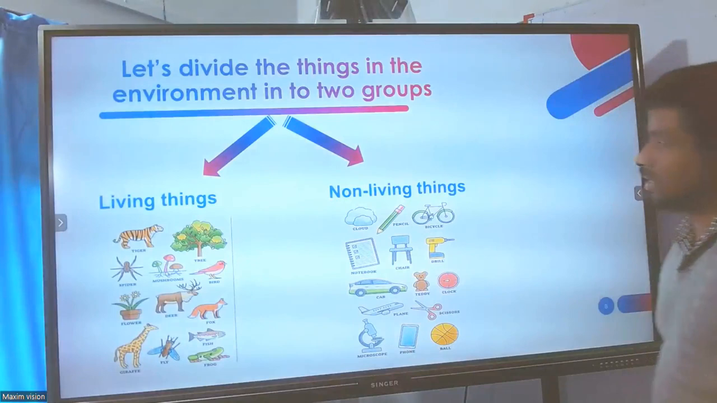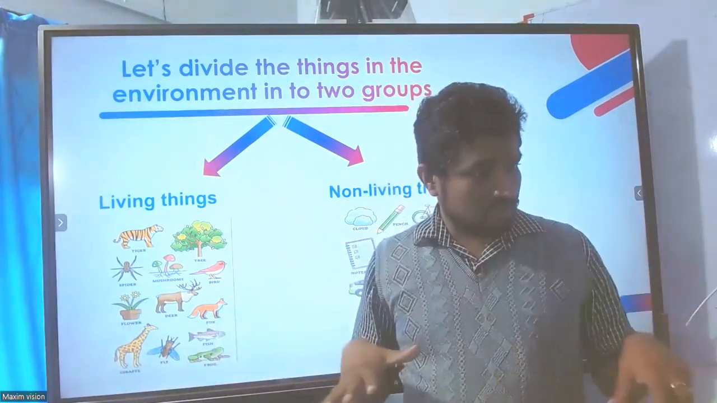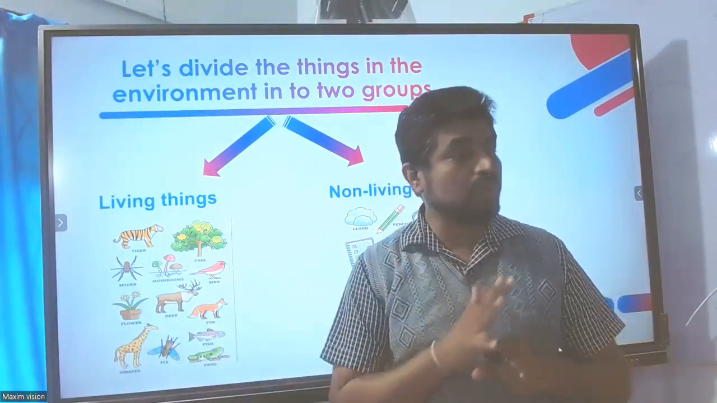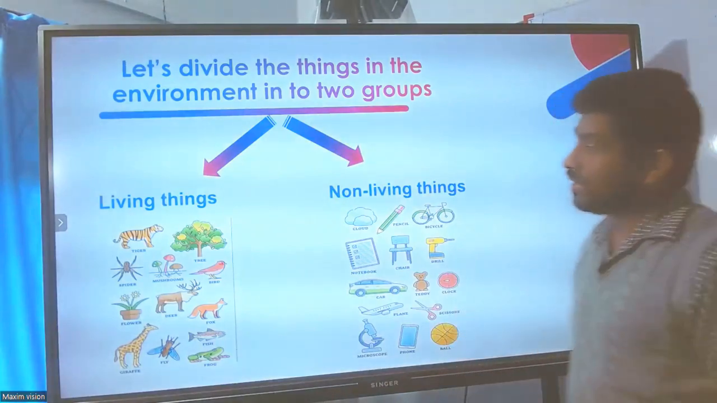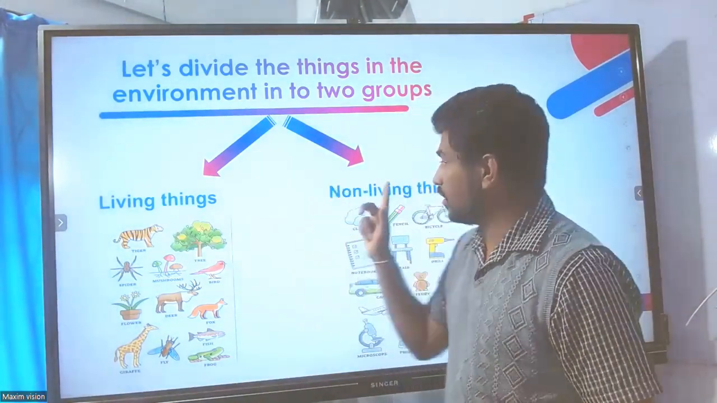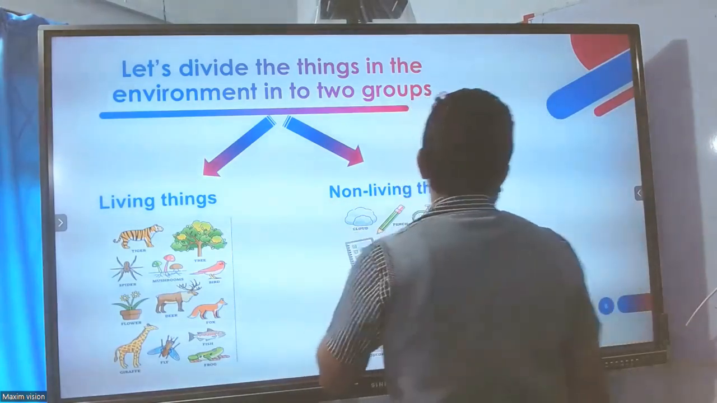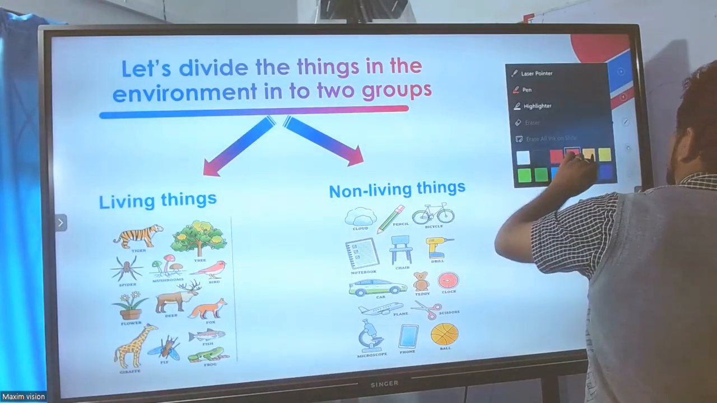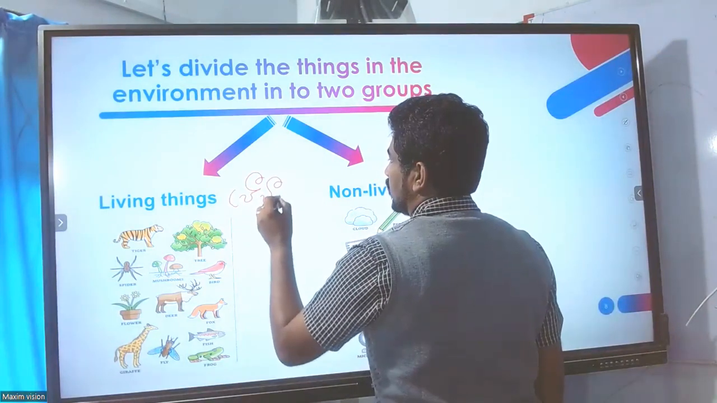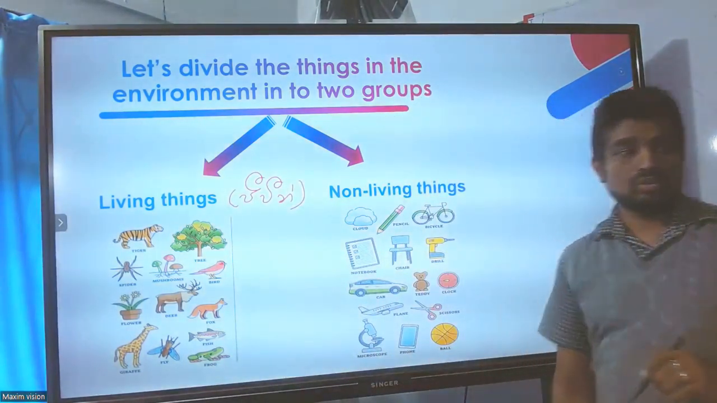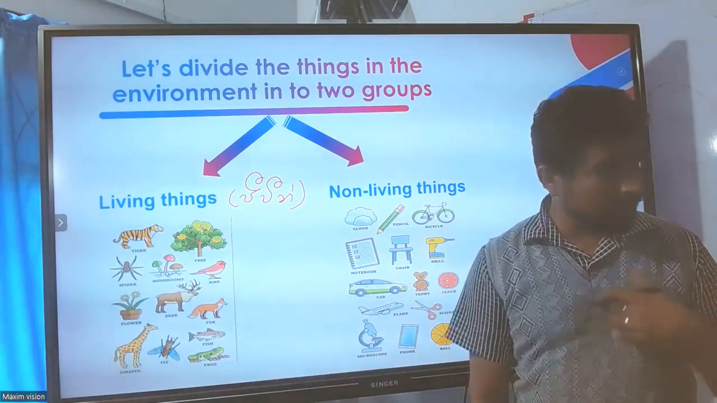Right. Today we are going to discuss another part. All the things around us, that means within the environment, we can divide into two major groups. How many groups? Two groups. What are they? One we call living things, and the other one we call non-living things. Right? What are living things? What is a living thing? Those who have life, we call living things.